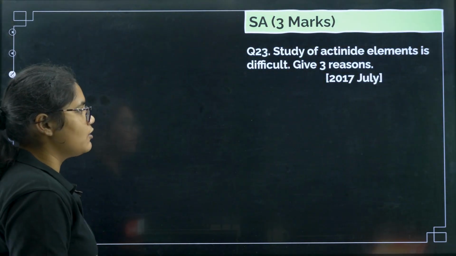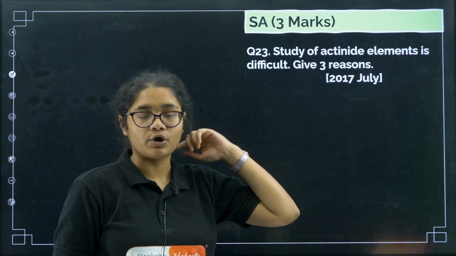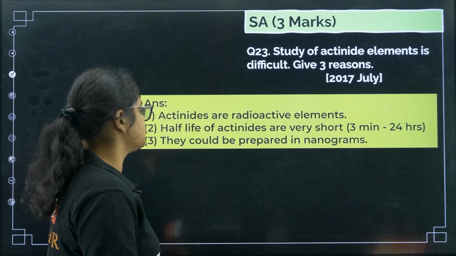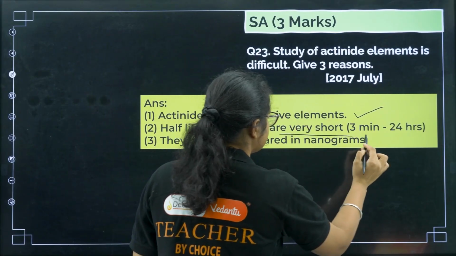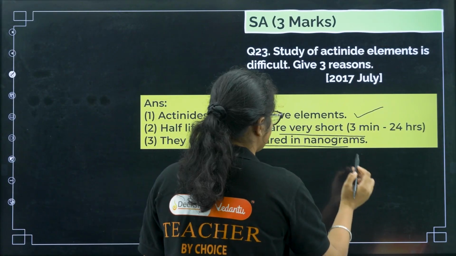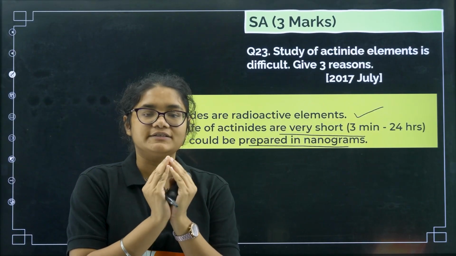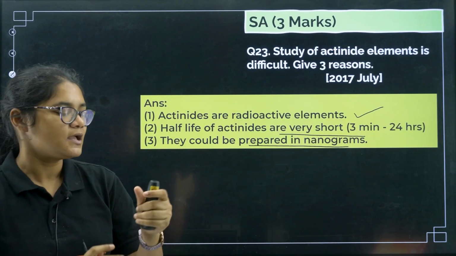Next is: study of actinoids is very difficult, give 3 reasons. This question was asked in your blueprint paper also. So any 3 reasons. First is actinoids are radioactive, they have very short life, and they could be prepared in nanograms only. So a very small amount of actinoids is present, so it is very difficult to study them.